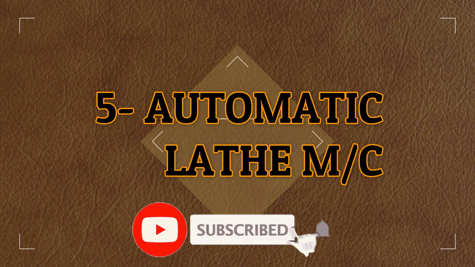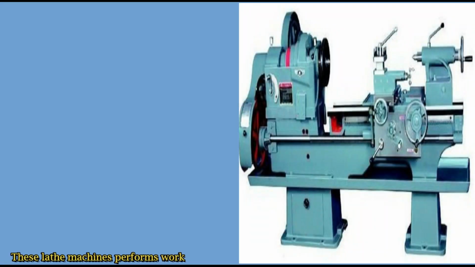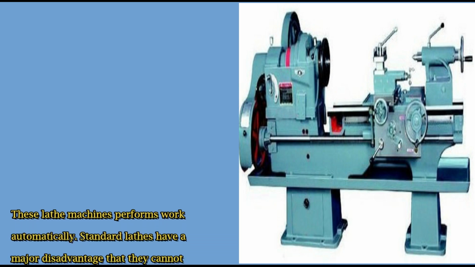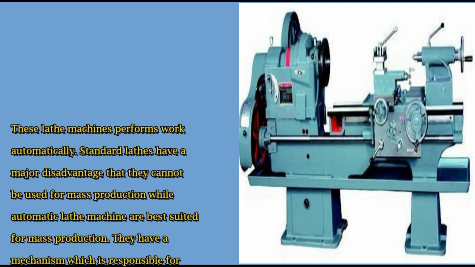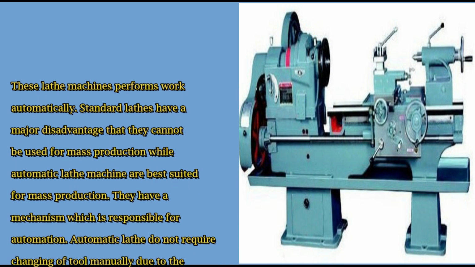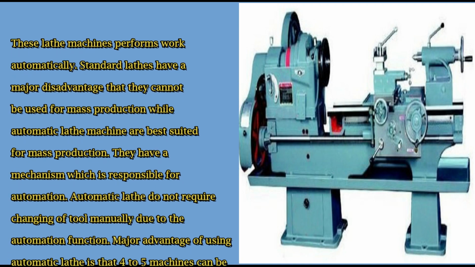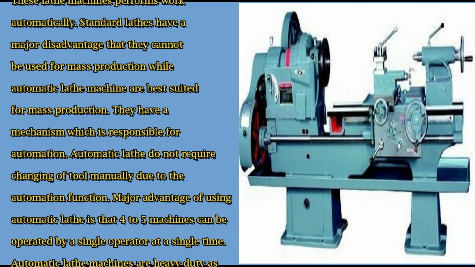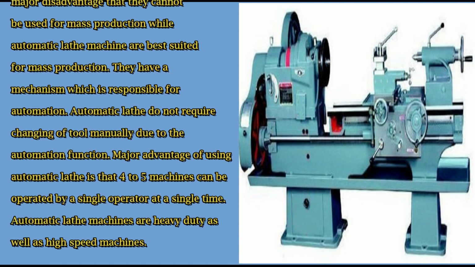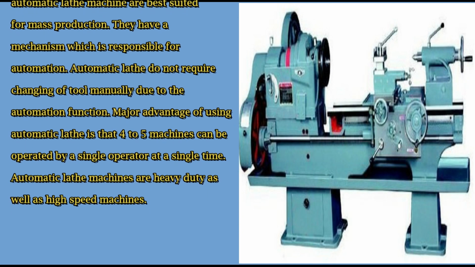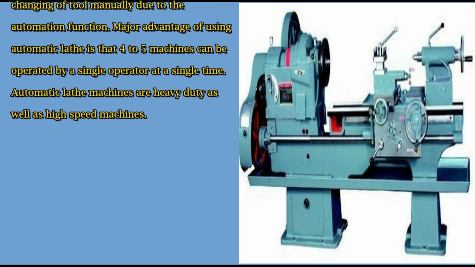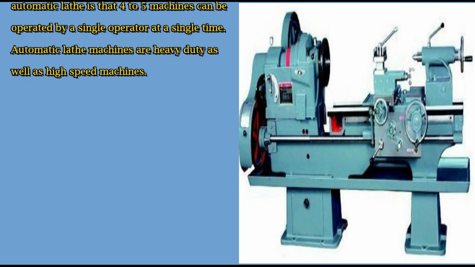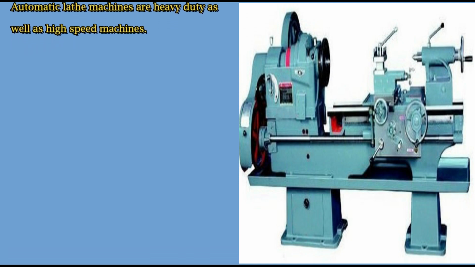5. Automatic lathe machine. These lathe machines perform work automatically. Standard lathes have a major disadvantage that they cannot be used for mass production, while automatic lathe machines are best suited for mass production. They have a mechanism which is responsible for automation. Automatic lathe does not require changing of tool manually due to the automation function. Major advantage of using automatic lathe is that 4 to 5 machines can be operated by a single operator at a single time. Automatic lathe machines are heavy-duty as well as high-speed machines.